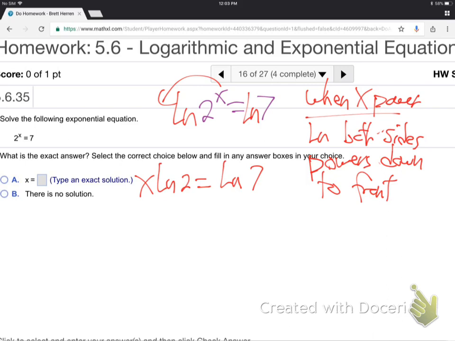So, see that quality? The power comes down to the front. Now x is out of power. It was no problem.